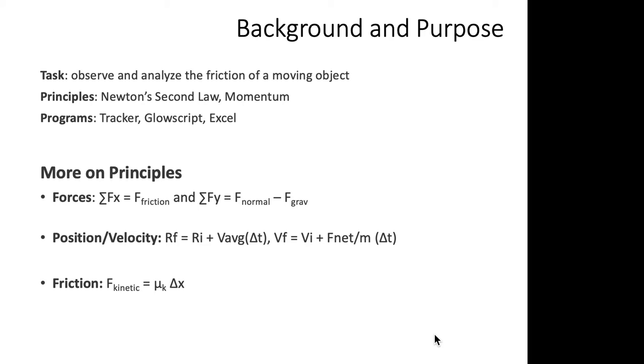I noted that the sum of the forces in the x direction would just be friction, and the sum of the forces in the y direction would be the normal force minus the gravitational force. Some important equations for position and velocity update are the position update and velocity update formulas, as you can see right there, and then the friction formula, which is F equals mu times delta x.